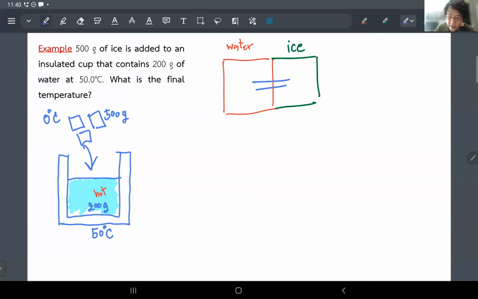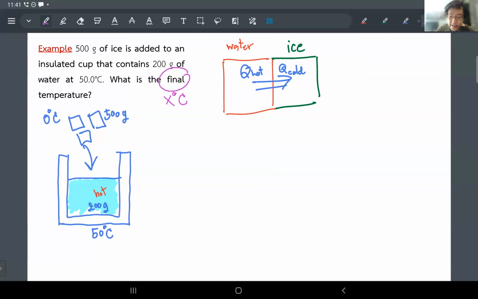There will be heat transfer from hot to cold. One you call Q hot, the other you call Q cold. Let me start with Q cold, the one receiving the energy, which is the ice. Eventually you end up with a final temperature, which we don't know yet, so let me call it X degrees Celsius. What happens to the ice?